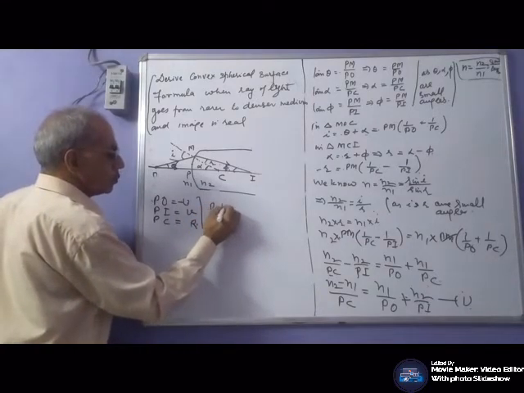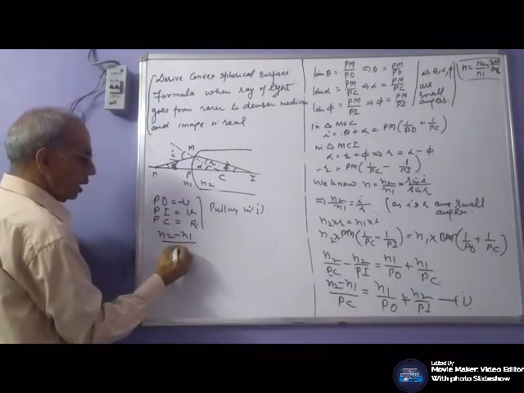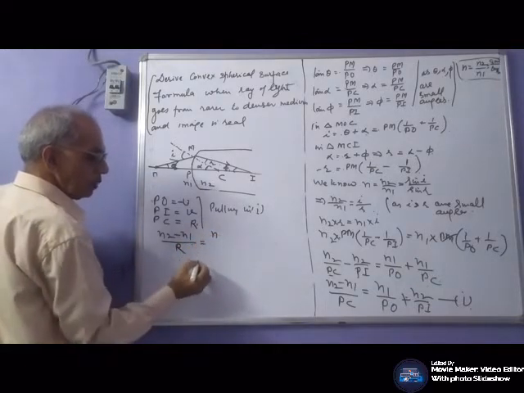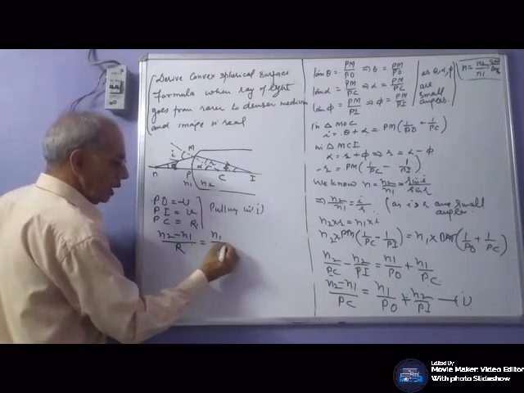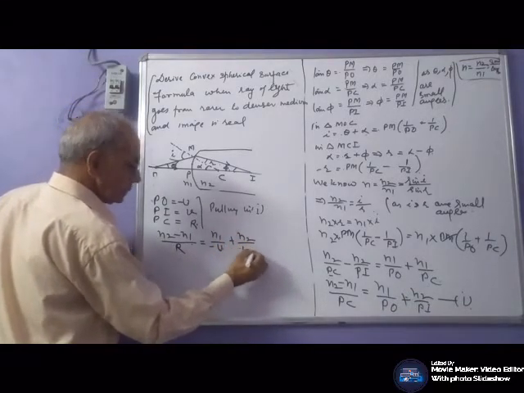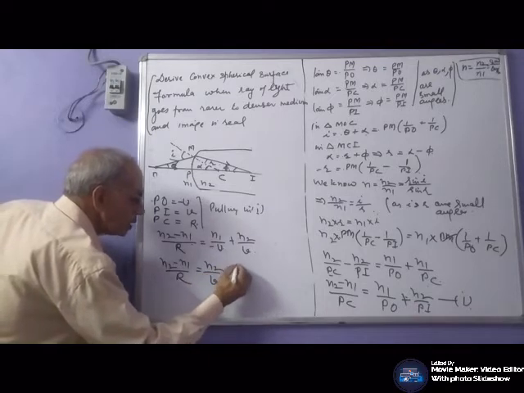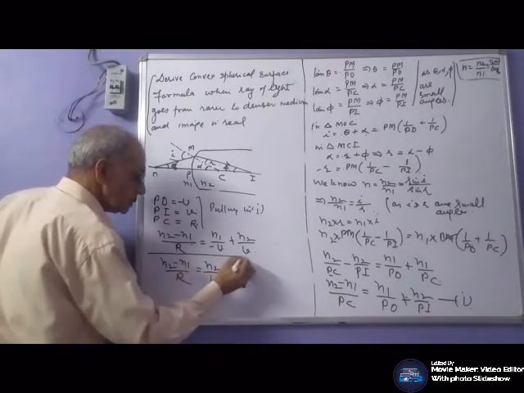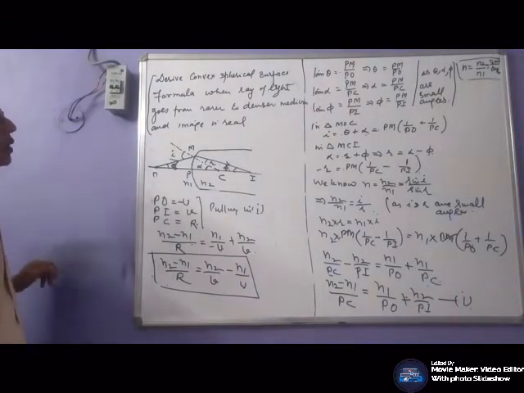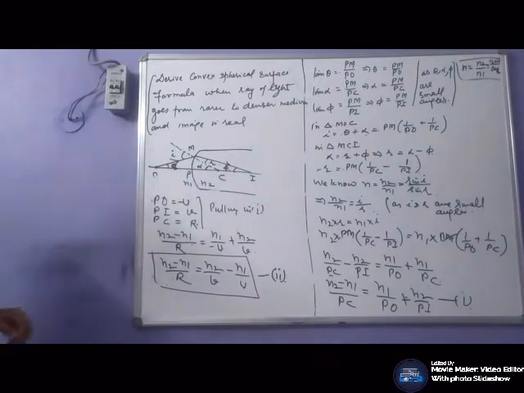Putting in the first equation: N2 minus N1 by R equals N1 by minus U plus N2 by V, or it is N2 minus N1 by R equals N2 by V minus N1 by U. This is the spherical surface formula for convex, for a real image, when rays go from rarer to denser medium.